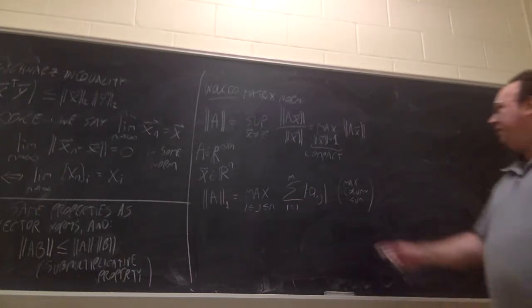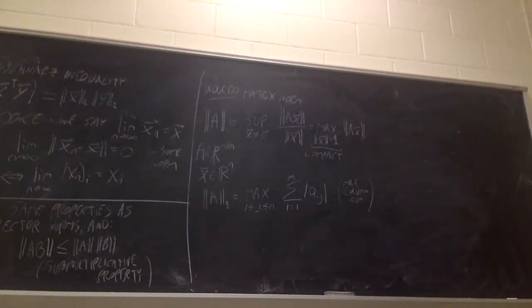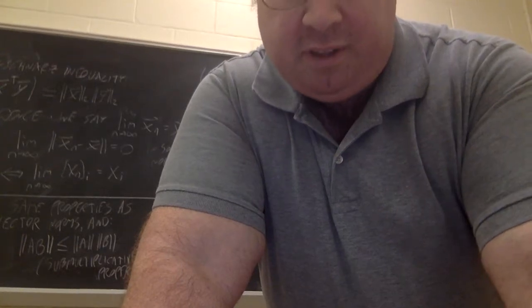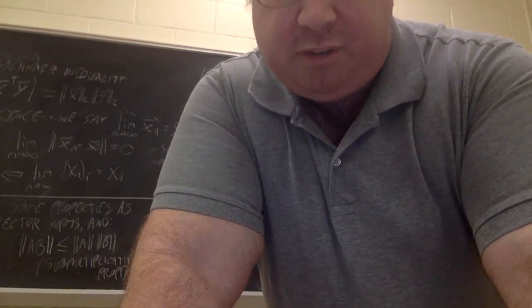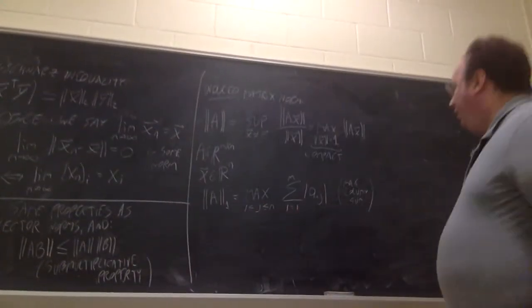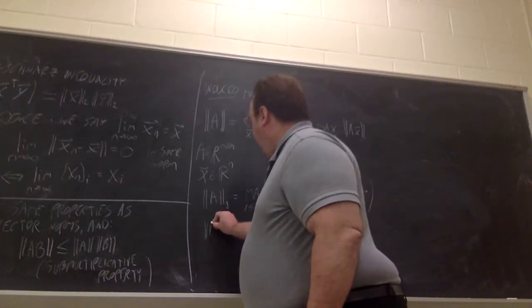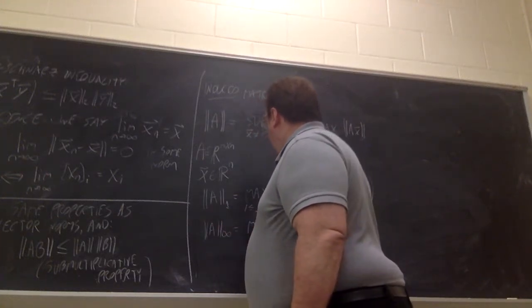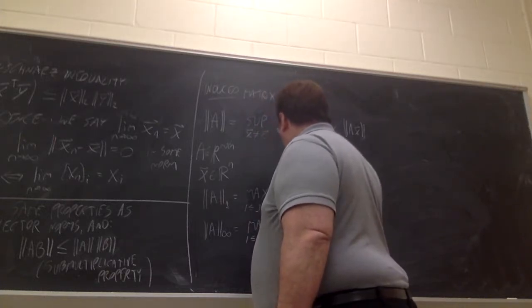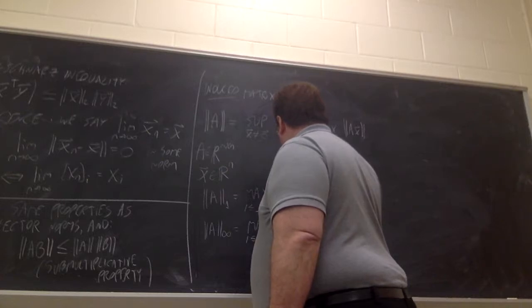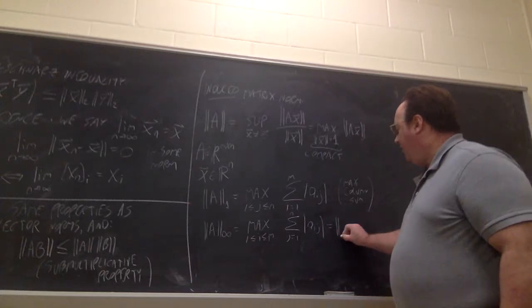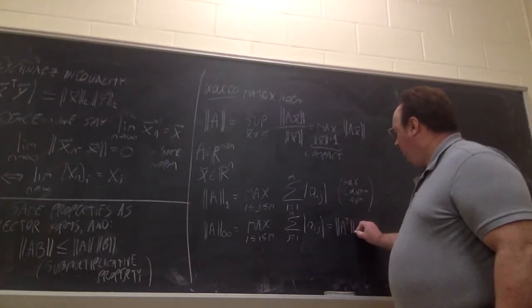Something that would be proved using either of these definitions. I believe in the book I've worked out the 1 norm. The infinity norm would be similar. The infinity norm is the maximum row sum. So in fact, you can say that the infinity norm of A is the same as the 1 norm of the transpose.